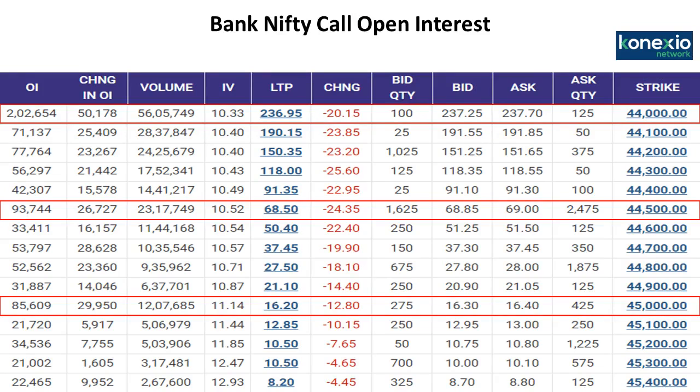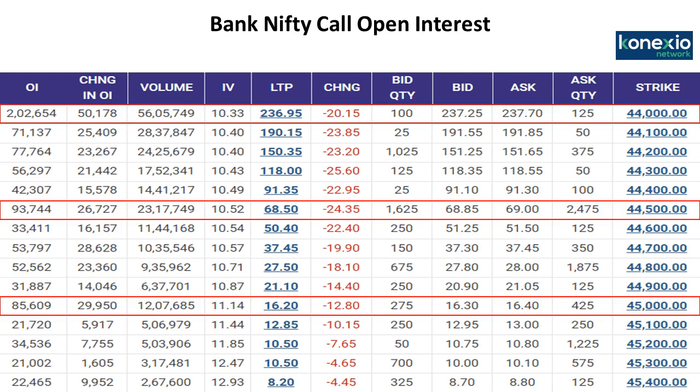So friends, let us discuss the derivative data of Bank Nifty. On Bank Nifty, you will see on the screen in Bank Nifty call option data, the action was seen in 44,000 calls, then 44,500 calls, then 45,000 calls. Now here you can see there was rise in the open interest, rise in the volumes. There was a significant drop in option premiums.